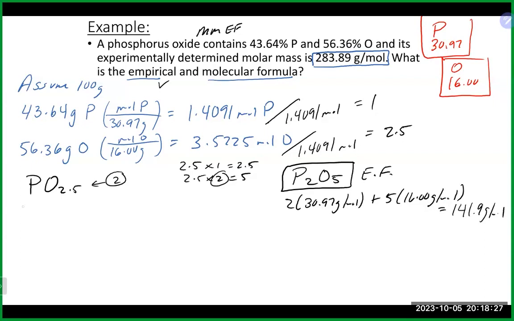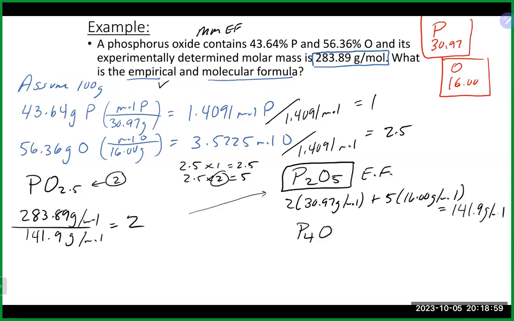So we're going to take the molar mass that they gave us, that is for the compound, and basically divide it by the molar mass here of our empirical formula. In this case, if you punch it in right, let's try that there, 283.89 divided by 141.9. Looks like a 2 in this case. So that 2, once again, is what we're going to multiply the empirical formula by, and that would give us P4O10 in this case as our molecular formula.